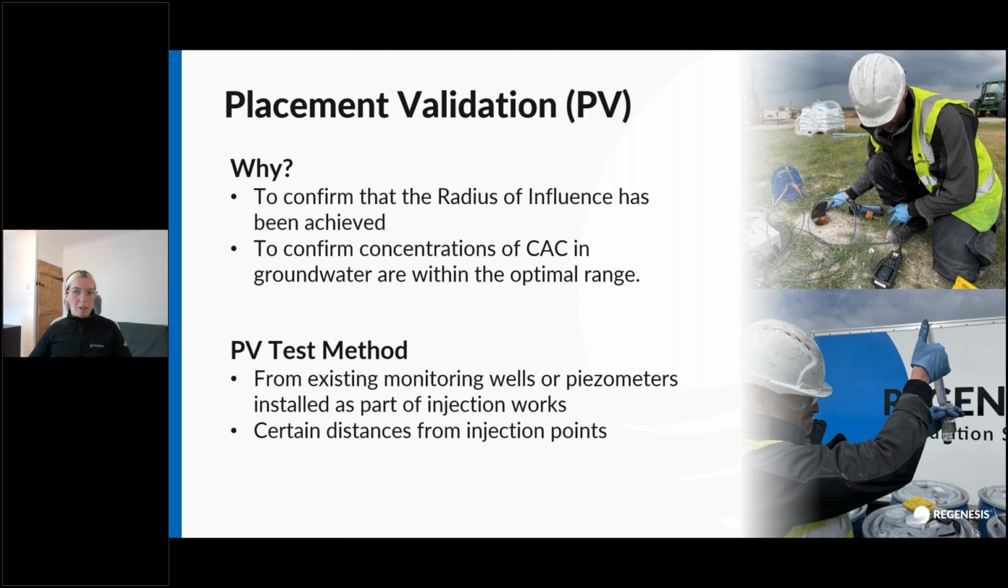But how do we do this? What's our method? Well, we'll take a groundwater sample from either a purged monitoring well or a piezometer installed as part of the works. And these are typically located at certain distances from injection points. Normally that's 25, 50, 75 and 100% of the projected radius of influence. And we'll also install piezometers down gradient and at midpoints between the injection points.